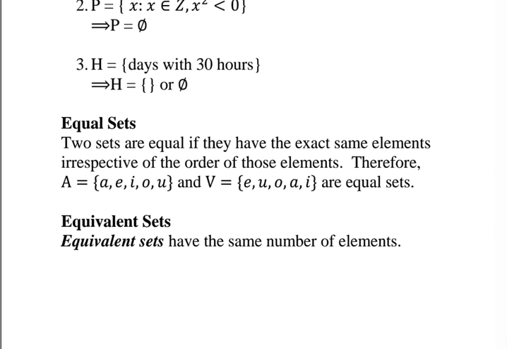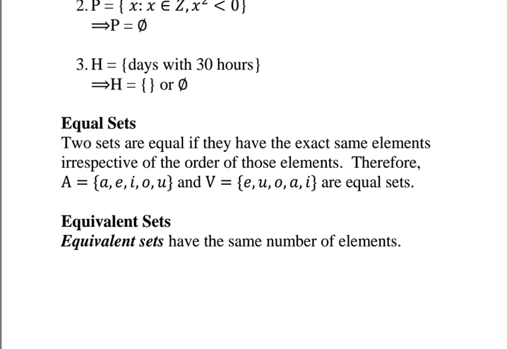Equal sets. Two sets are equal if they have the exact same elements, irrespective of the order of those elements. Therefore, the set A, E, I, O, U, and the set V, E, U, O, A, I are equal sets. They're equal because they have the exact same elements. No more, no less. The order does not matter.